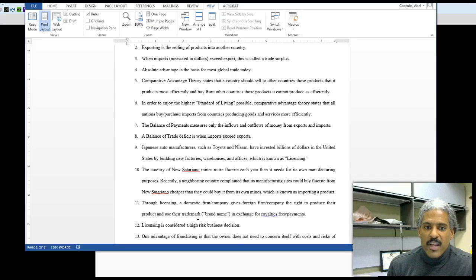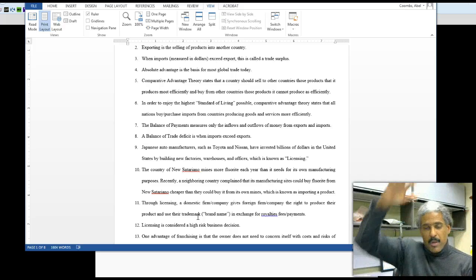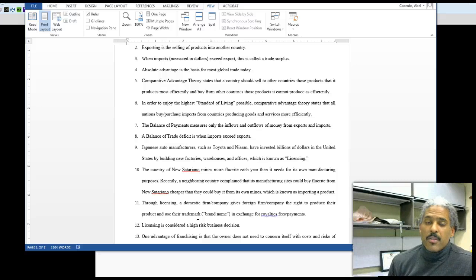8, a balance of trade deficit is when imports exceeds exports. True. Exports smaller, imports bigger, you got a deficit, right? So E minus I, or exports minus imports, equals.